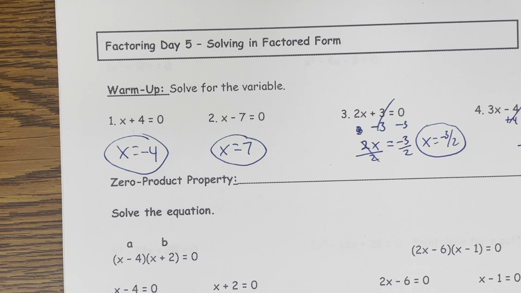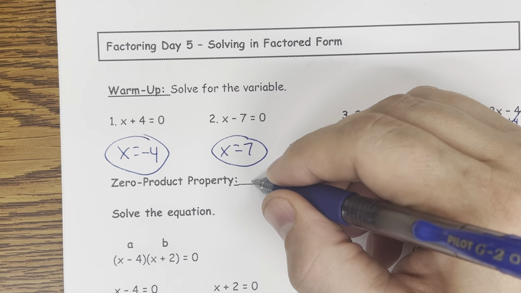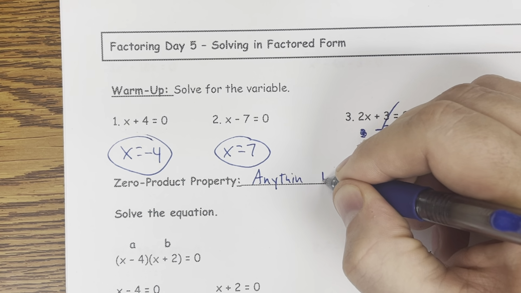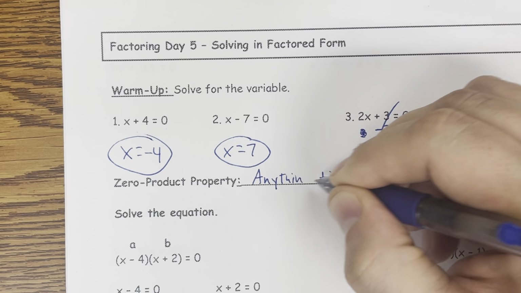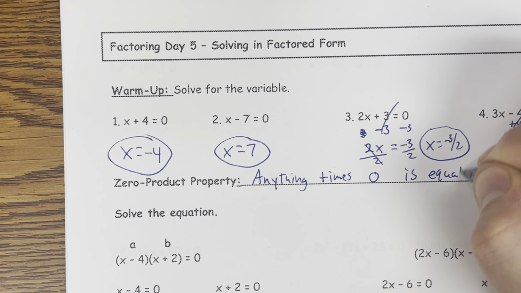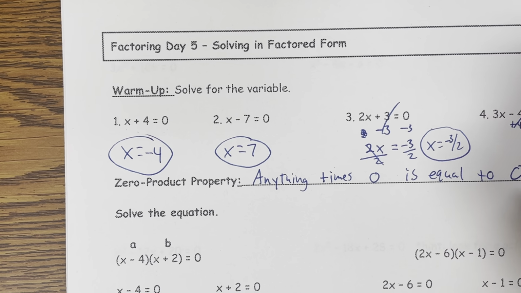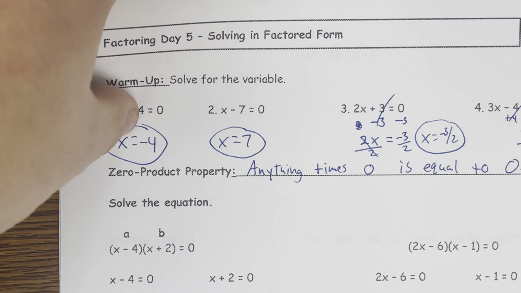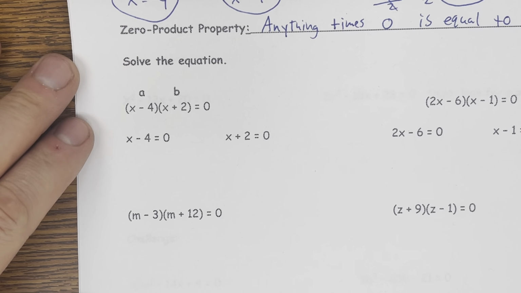The zero product property states anything times 0 is equal to 0. So when we solve quadratics, we are going to set the equation equal to 0, all right? And then we're going to find out which values make it true. So if it's already in factored form, it's fairly straightforward, all right?